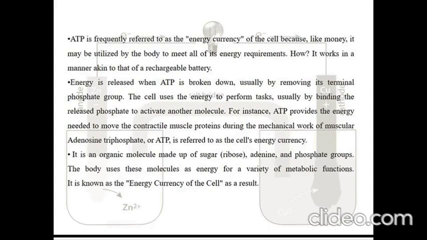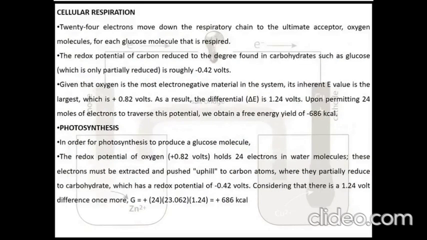Adenosine triphosphate, or ATP, is referred to as the cell's energy currency. It is an organic molecule made up of a sugar, adenine, and phosphate groups. The body uses these molecules as energy for a variety of metabolic functions. It is known as the energy currency of the cell.